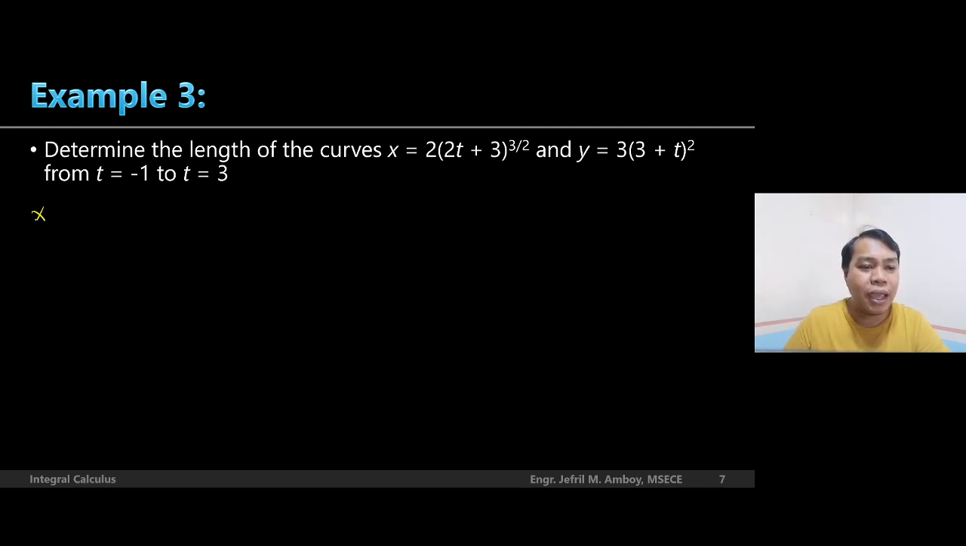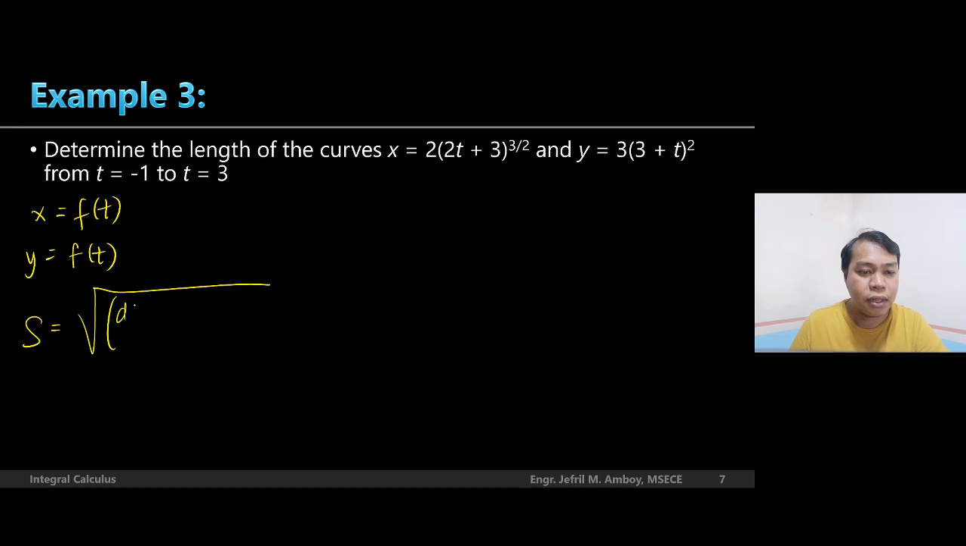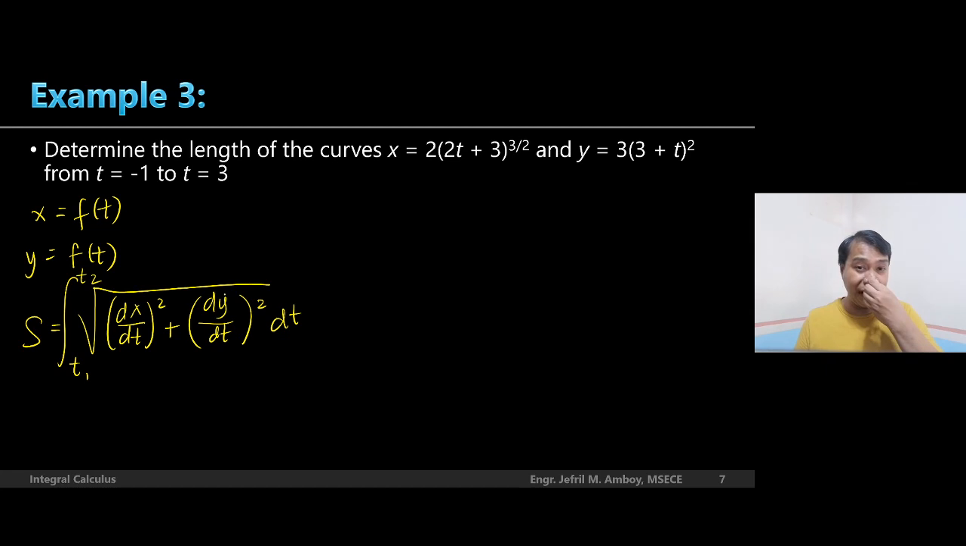So if you have x as a function of t and y as a function of t, so to get the total arc length, no, you have to get the derivatives of the two. So you get dx over dt, and then you square it, plus dy over dt, and then you square it, and then dt, no? Tapos i-integrate mo siya from t1 hanggang t2. Okay? So, parametric kasi yung ating equations, no? So, both x and y are functions of t. Okay, kaya ganito po yung formula natin.